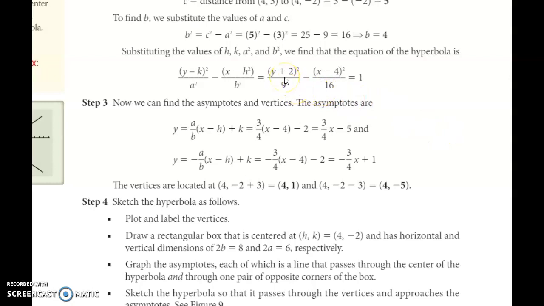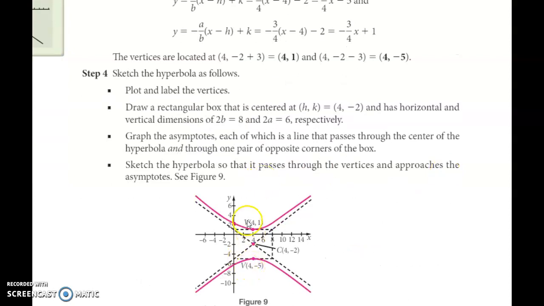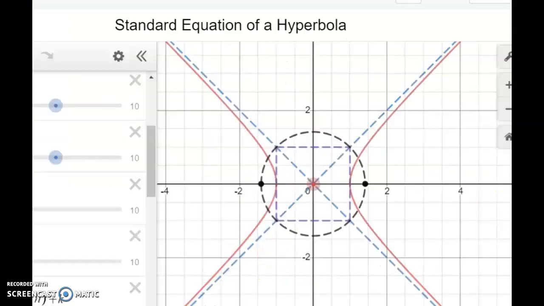So I just have to remember these numbers here. I have here a negative 2 and a 4, and here I have a 3 squared and a 4 squared. I remember that. And I have the y squared in the front, and the x squared here has the negative, which is why this one opens up, down. Okay, let's go over to Desmos.